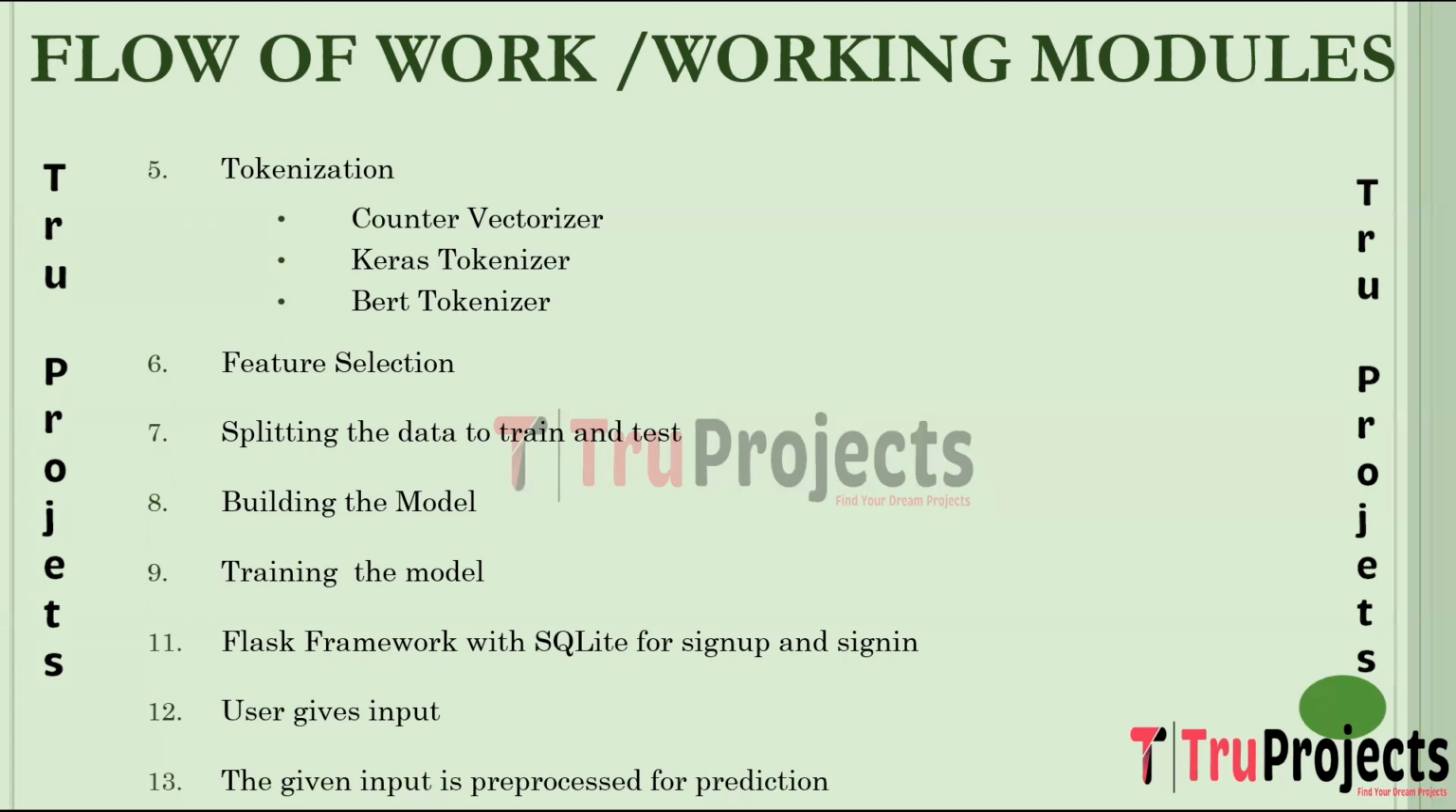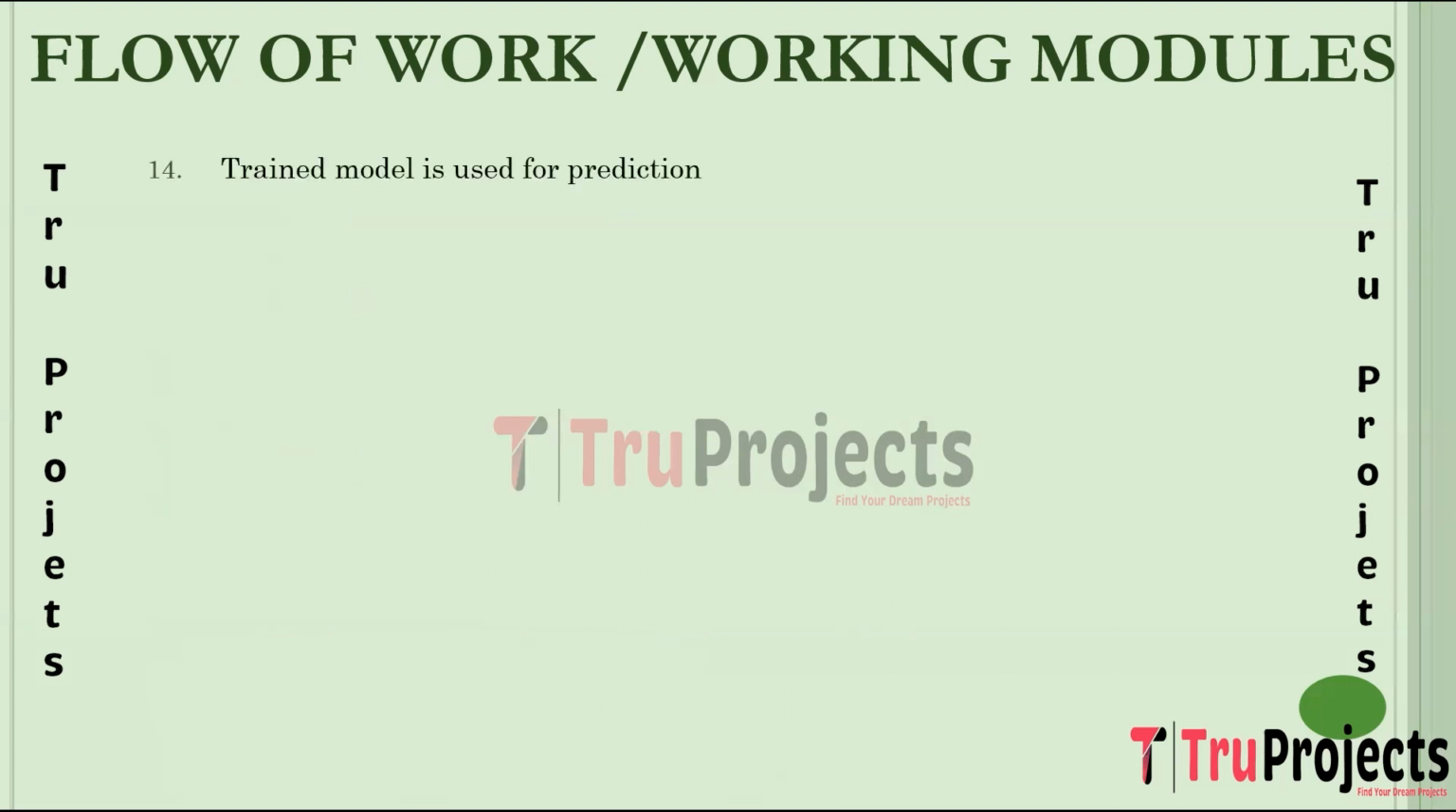Input preprocessing for prediction. The user input text undergoes preprocessing steps similar to those applied during the training phase, ensuring consistency and accuracy in the subsequent predictions. The next step is the trained model is used for prediction. The preprocessed user input is fed into the previously trained machine learning models, which then predict whether the provided text contains hate speech.